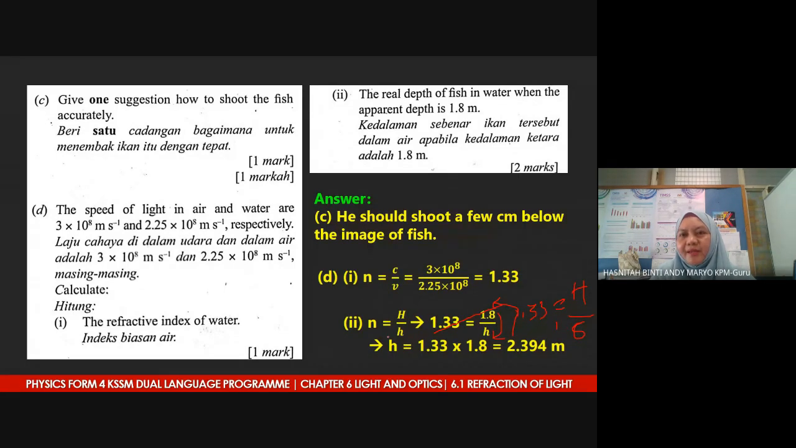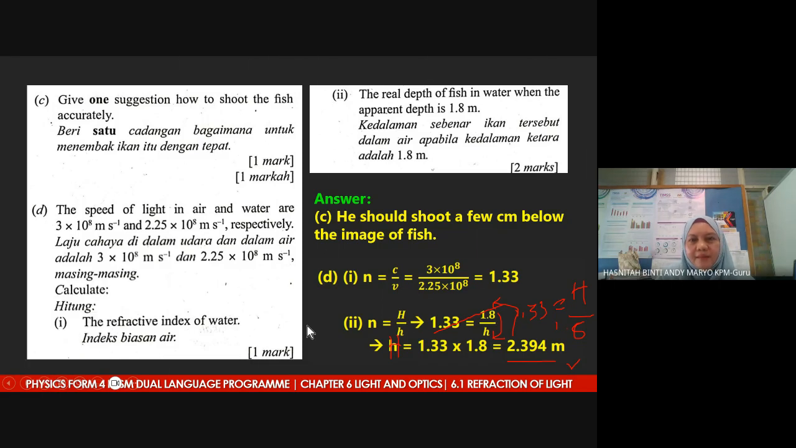Okay, so H is capital H. So capital H is 1.33 multiply 1.8. So the answer is correct. Only the working here is wrong, so please do correction there. So H is 1.33 times 1.8. The actual depth should be deeper than the apparent depth. So 2.394 meter. Okay, so this is the correction on the working. 1.33 equal to H divide 1.8. So the real depth is 2.394 meter. Okay, students.